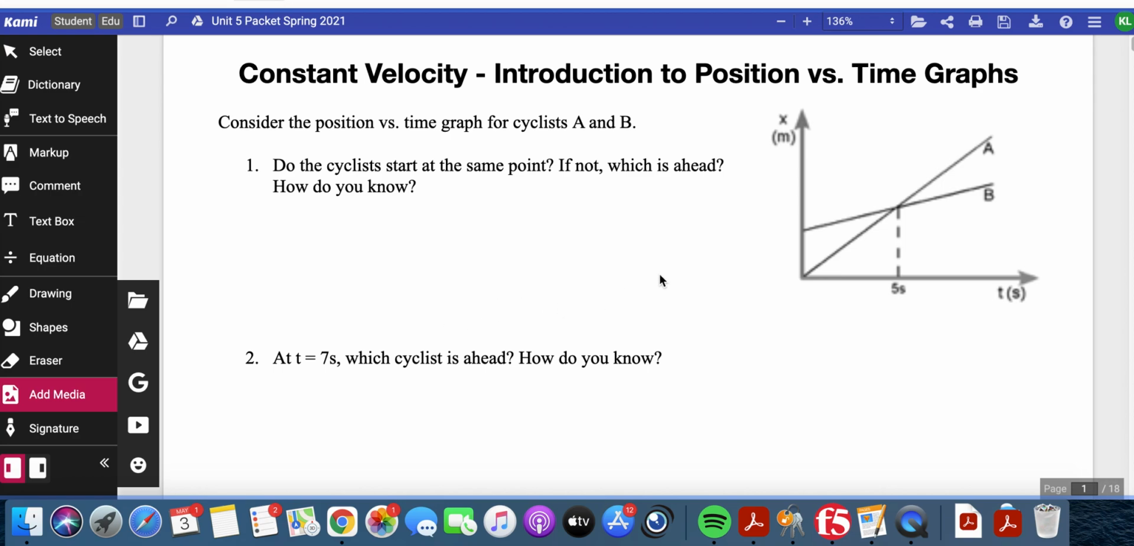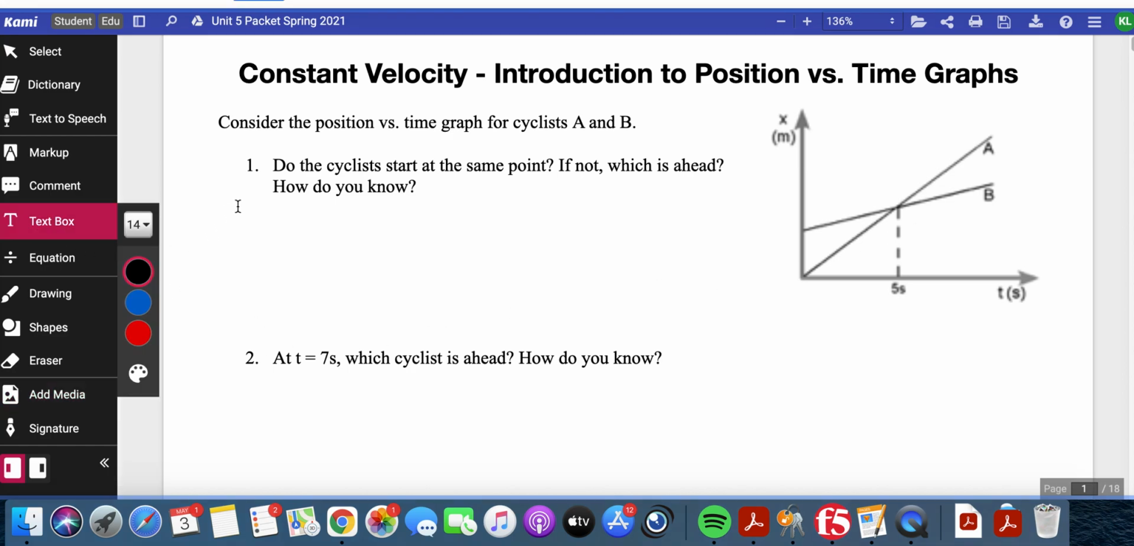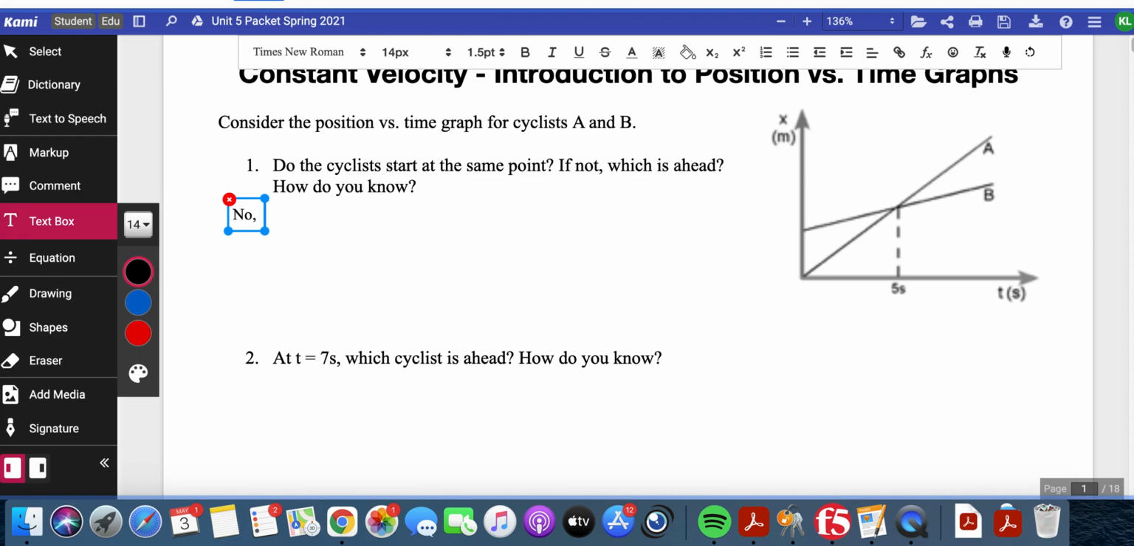Start at the same point. So which cyclist is starting ahead, A or B? Correct. B is starting ahead. And so the question is, how do we know that? Any thoughts on how we know that?